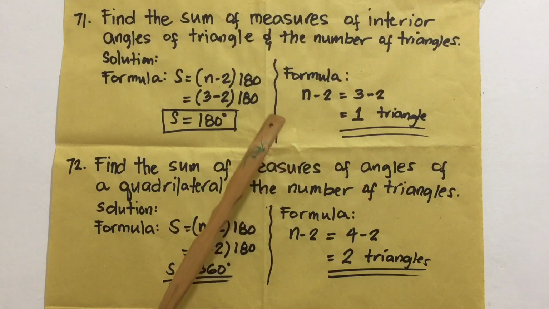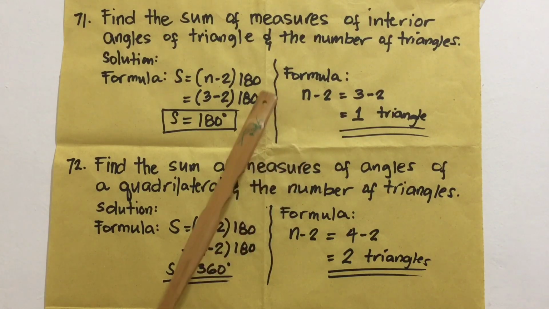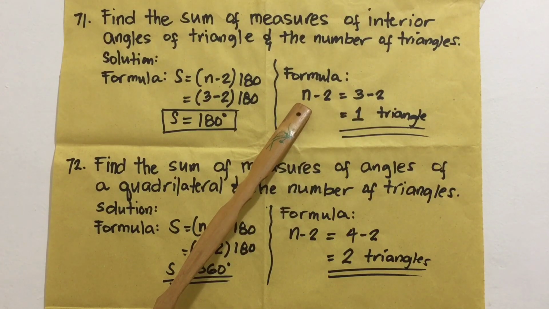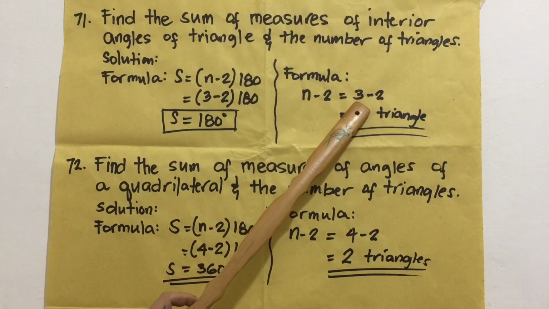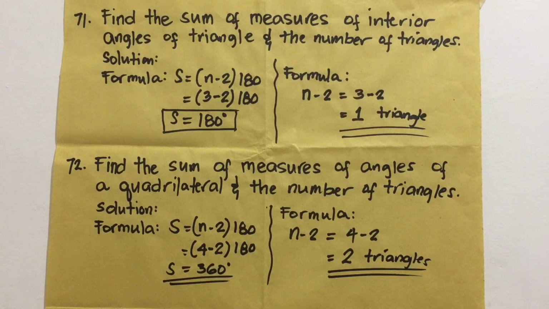Formula to find the number of triangles in a polygon or in a triangle: n minus 2, where n is the number of sides of a triangle, so 3 minus 2. So 1 triangle in a triangle.